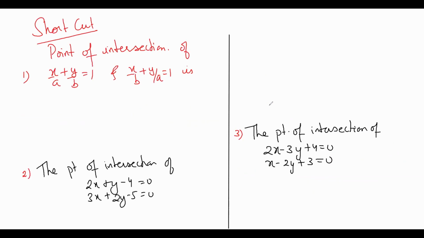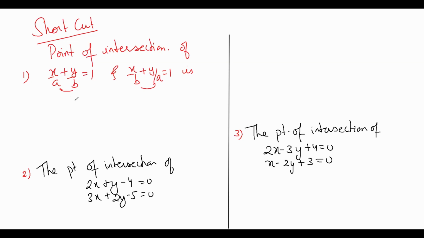Now what I have written is a shortcut for the point of intersection. The first case is a very special case. Whenever you get this type of line, that is x by a plus y by b equal to 1 and x by b plus y by a equal to 1, that means we are just interchanging the intercepts here. Just interchange the intercepts and you get the second equation. In this case, there is no need to find out the point of intersection.